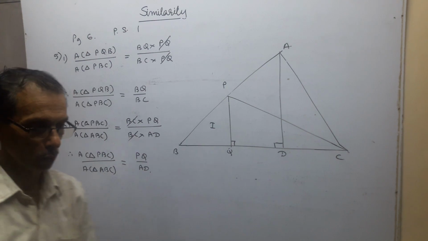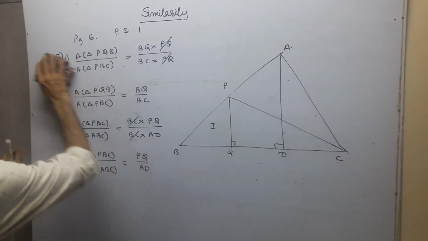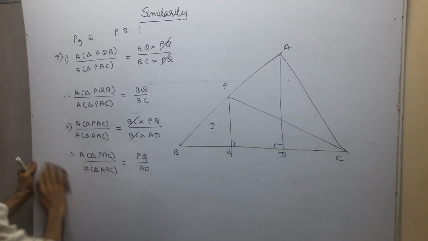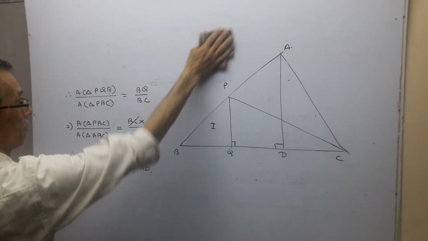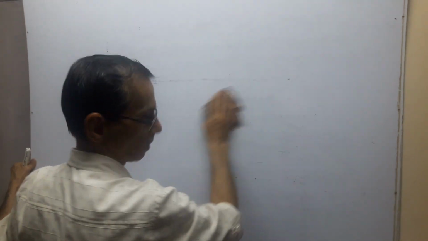And let us take one theorem known as BPT theorem. Exercise. Problem set 1.1. You try to solve. There are 5 sums. Second and fifth we have already solved. The remaining sums you try to solve.